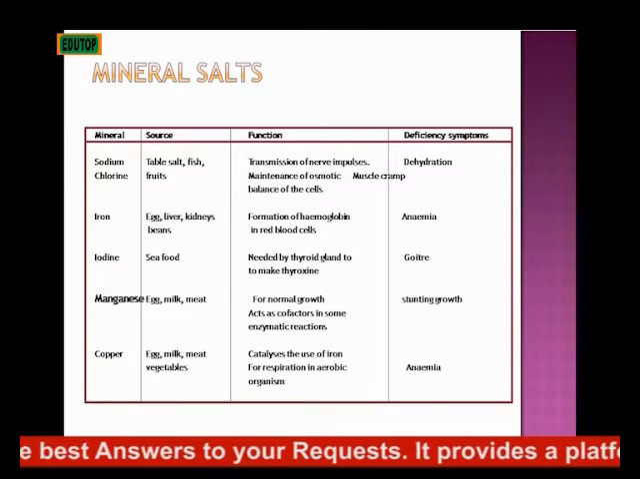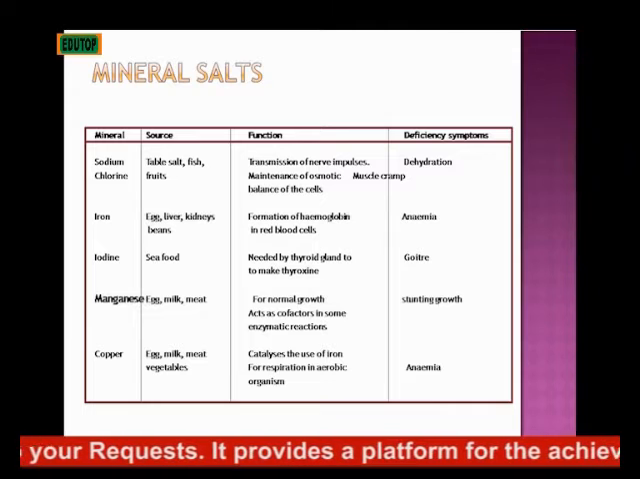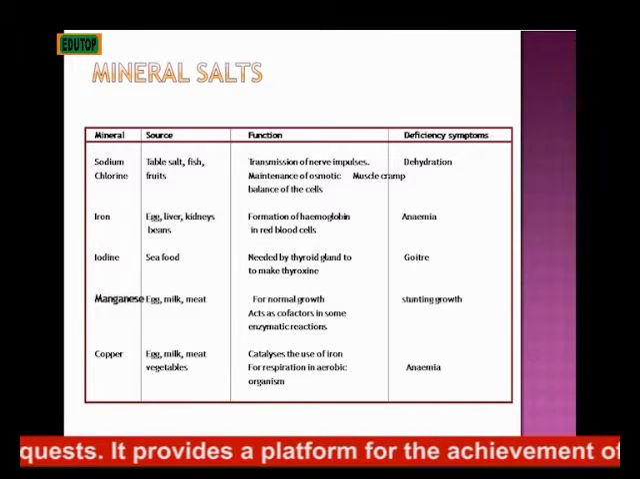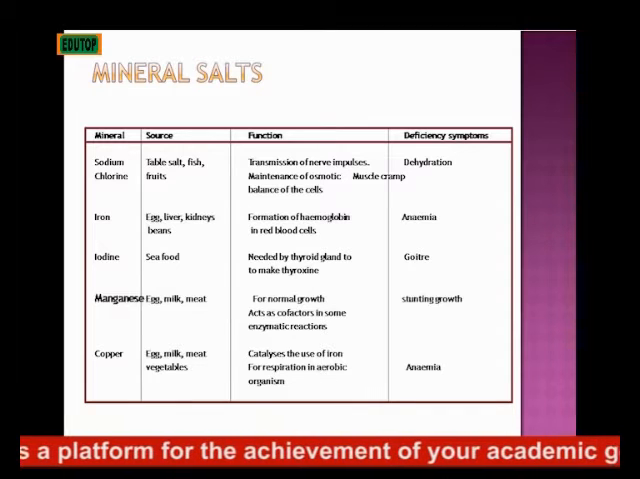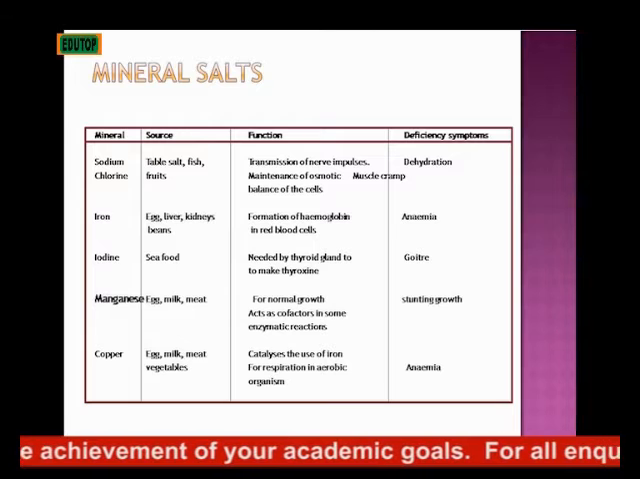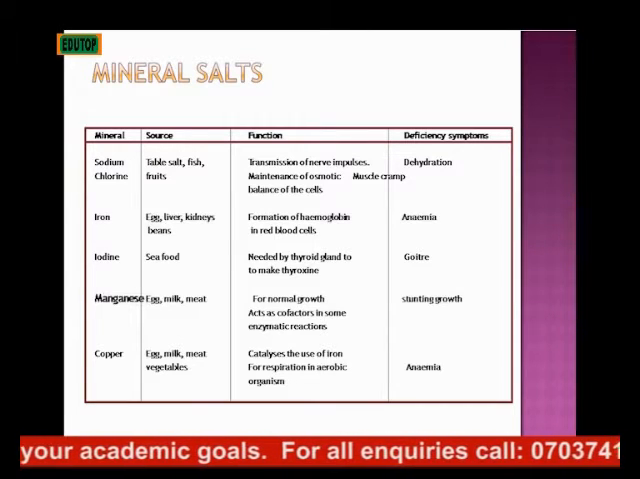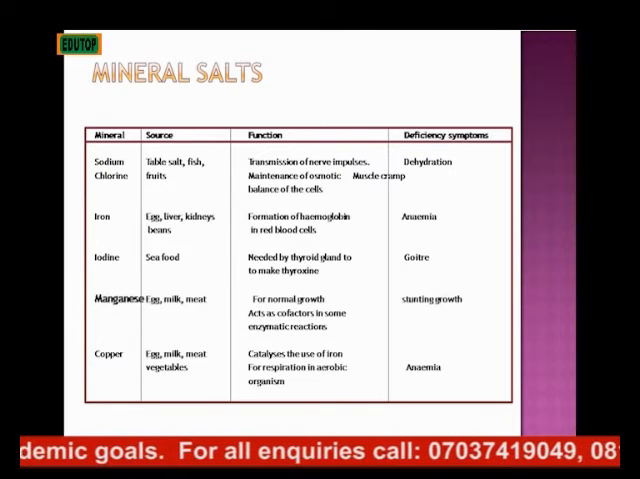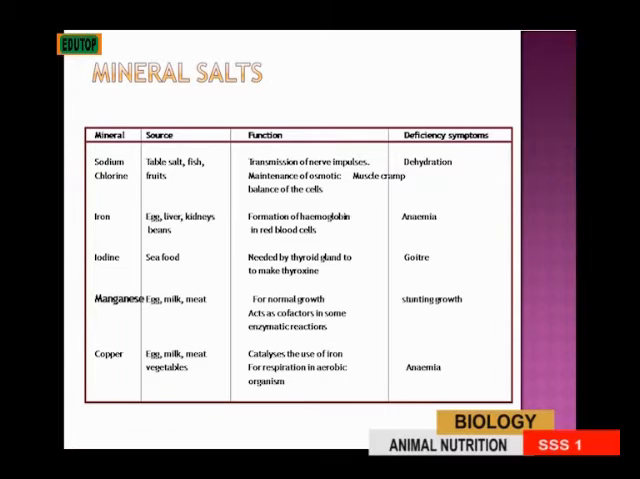Copper is the last mineral source that we'll be talking about, and the sources are egg. You find it in milk, meat, and your vegetables. They catalyze the use of iron. Copper catalyzes the use of iron. Then it is for respiration in aerobic organisms. And deficiency of copper, you have anemia. That is shortage of blood.